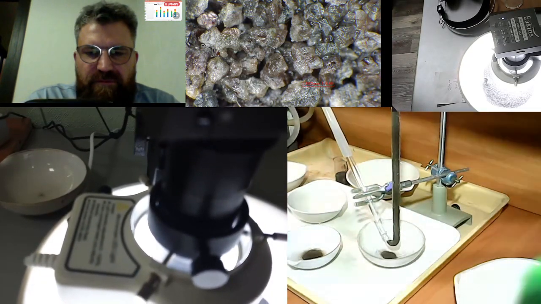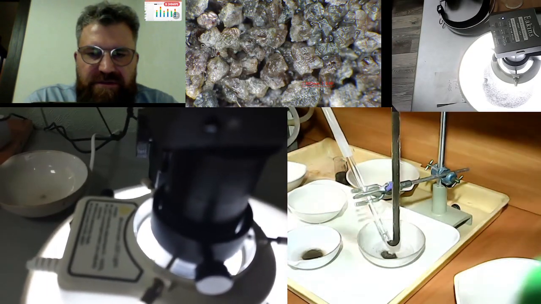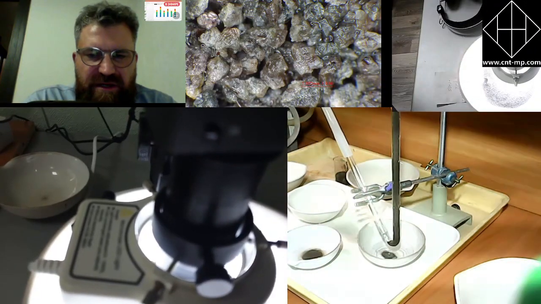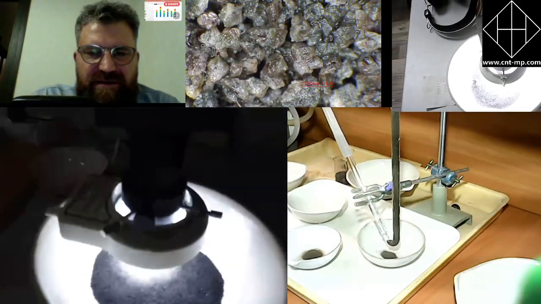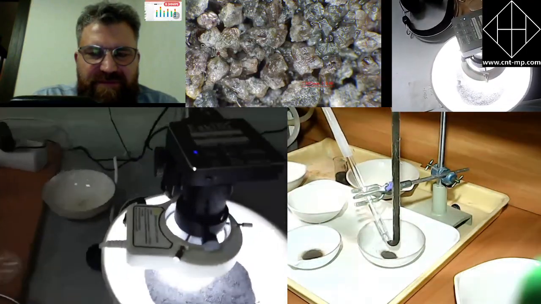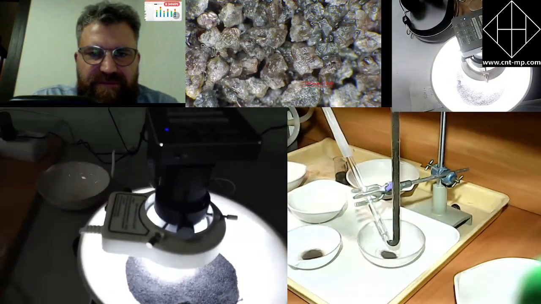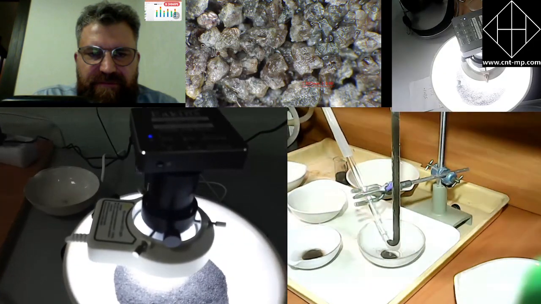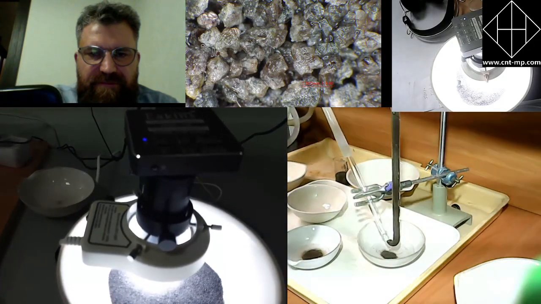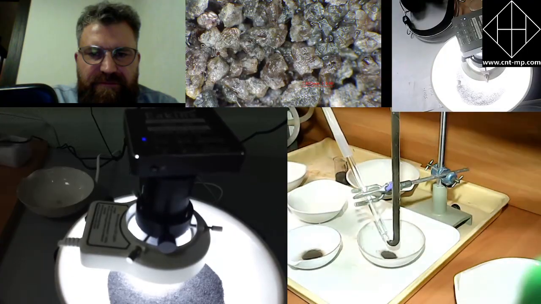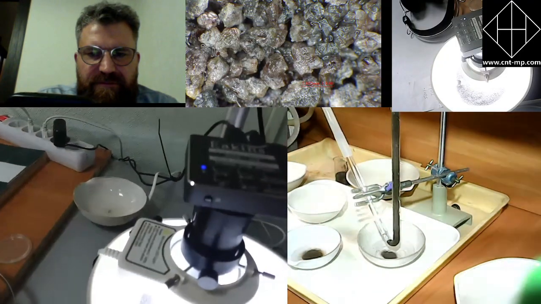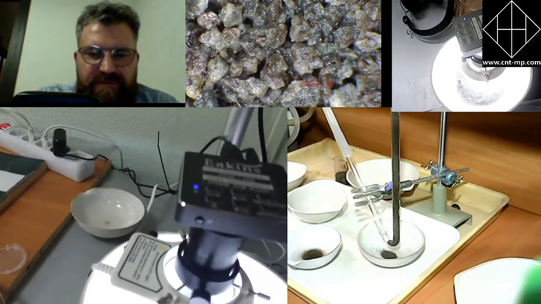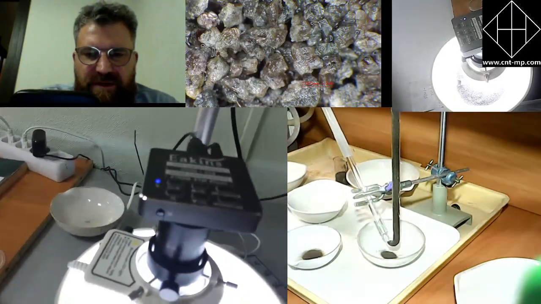So we now have five different frames, right? One, two, three, four, five frames.